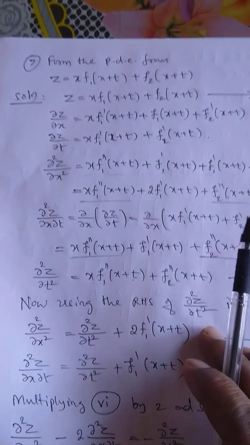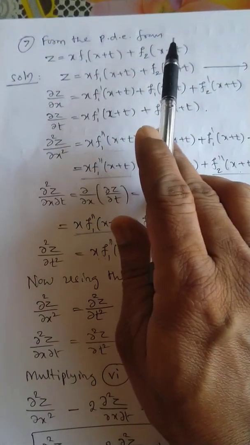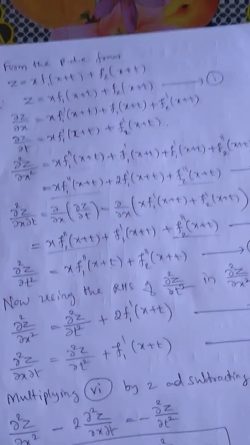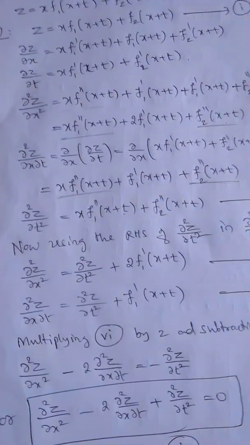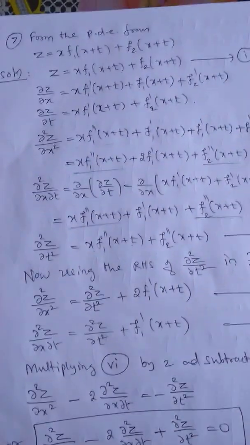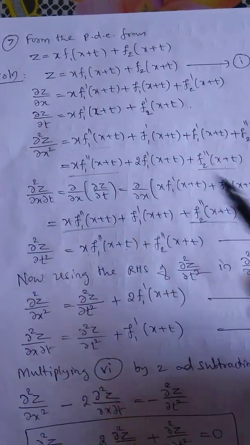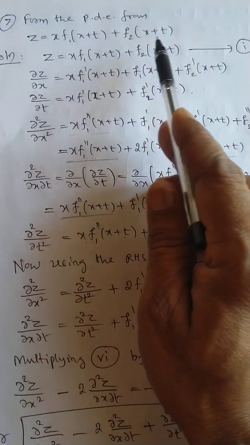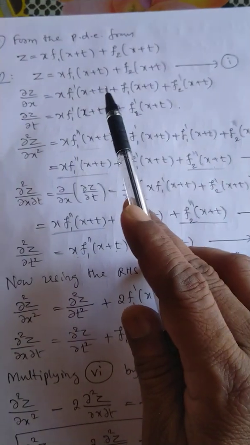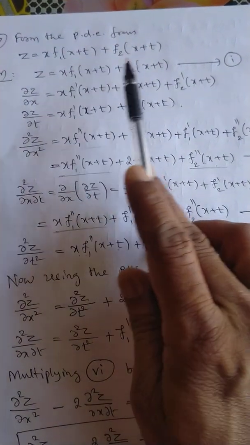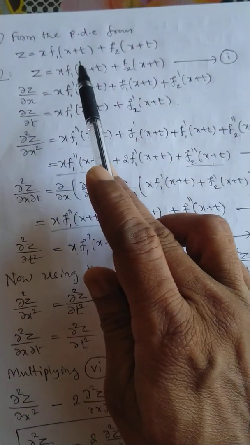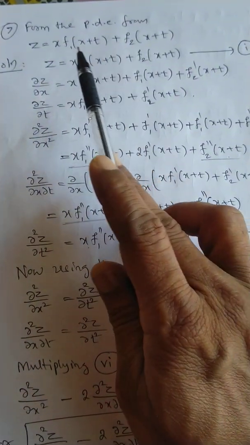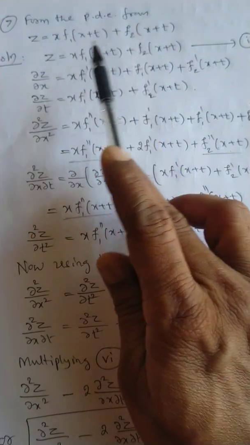And number 7, form the partial differential equation from z equal to x f1(x + t) + f2(x + t). In this, we have two arbitrary functions, not arbitrary constants. So f1 and f2 are arbitrary functions.